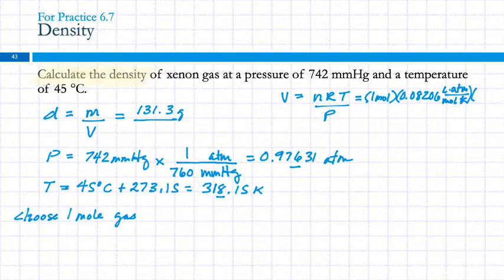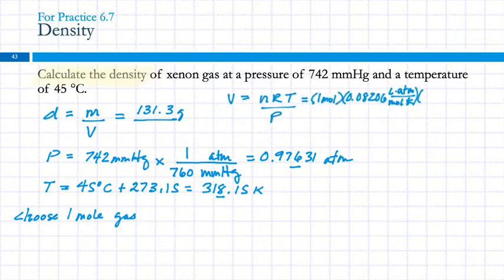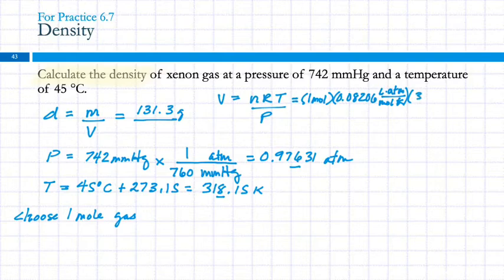See, now, darn it. Technical difficulties. It's cheating, I know. 318.15 Kelvin. Divided by the pressure.